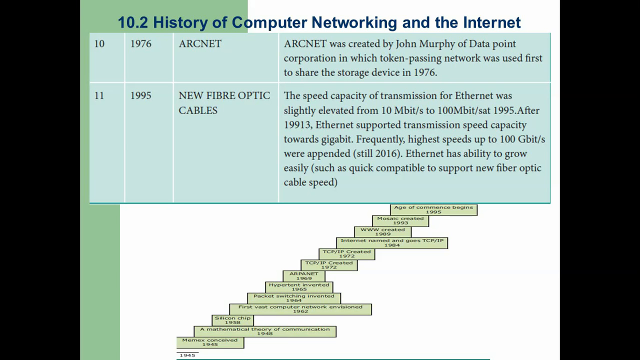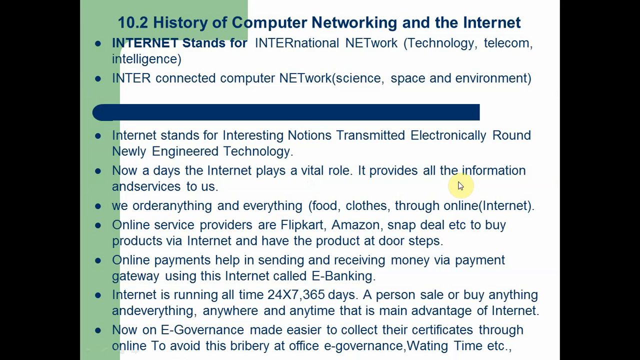So this is the history of computer networking and the internet, which was described in this graphical waveform. It starts from 1945 and goes to 1995. After that, the term internet was introduced along with different terminologies like international network, internet connected computer network, and interconnected computer network. So these are the different terms used for the internet. Internet stands for interesting notions transmitted electronically around newly engineered technology.